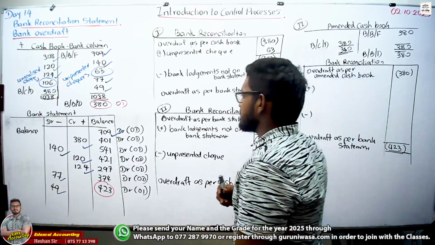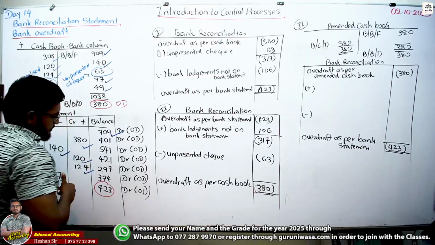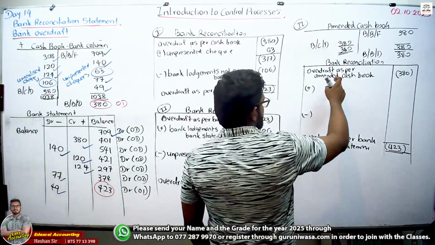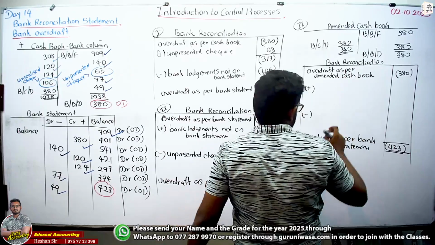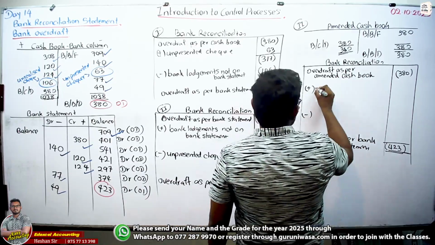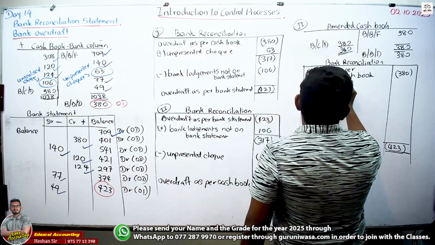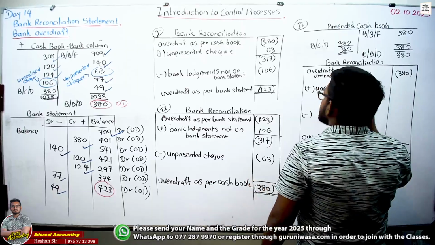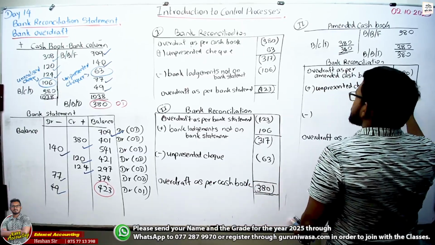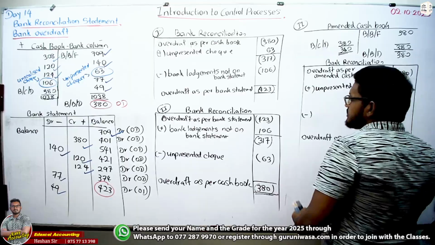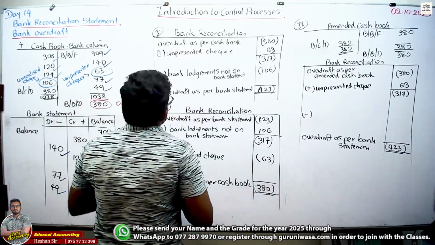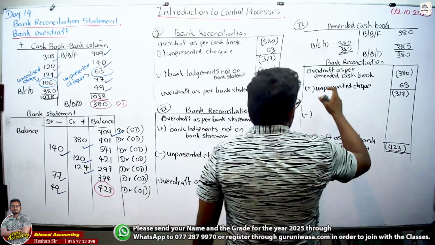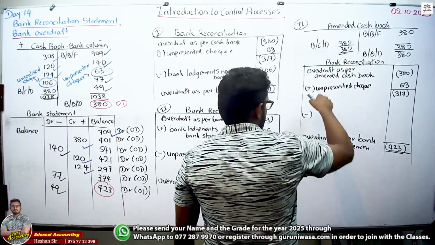Now you can see here, right? So these are the unpresented. Unpresented means deducted here, cash balance minus, which means deducted means 90. This is 100. 90 plus 10. Same with this one, 63. So it will decrease up to 307. Here, bank lodgements not on bank statement. This is cash book added, means 100. This is not added, 90. 100 minus 10.